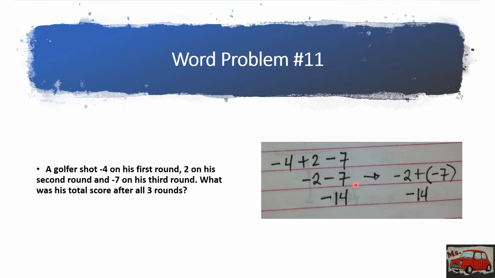Okay? So, again, if we minus integers, it means adding the opposite. So, the minus will become add, and then positive 7 will become negative 7. So, we have negative 2 plus negative 7. So, basically, dumami lang yung negative. So, the answer is negative 14. So, that is his total score after 3 rounds.